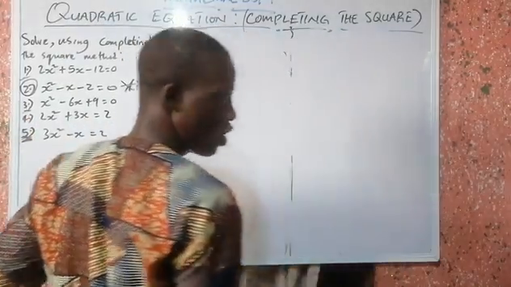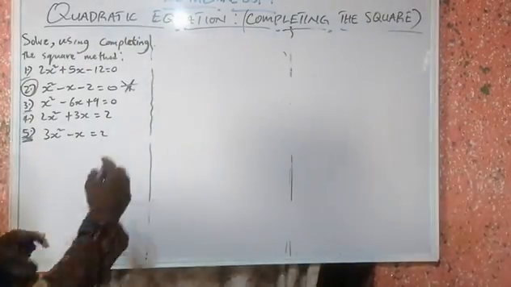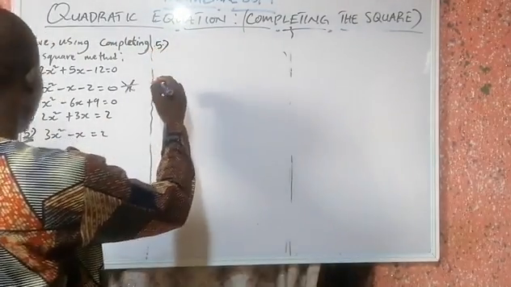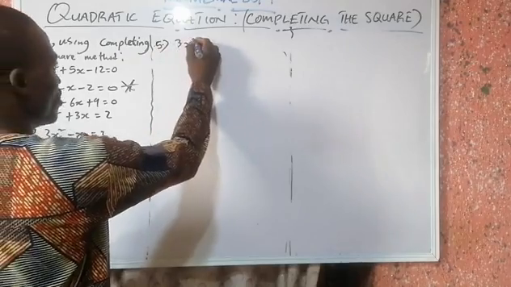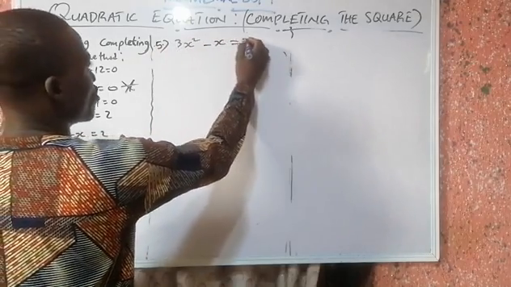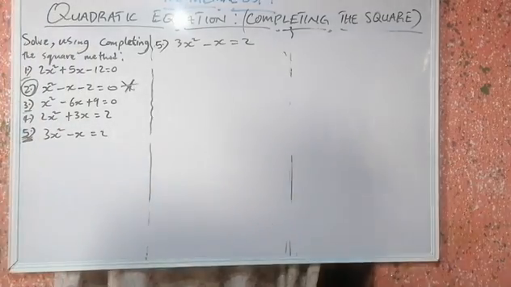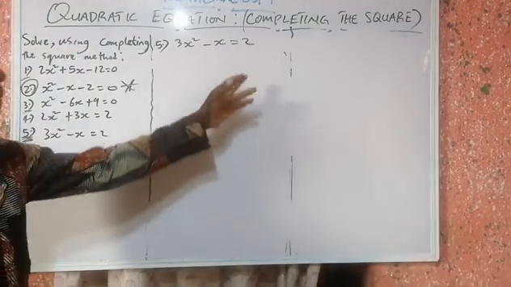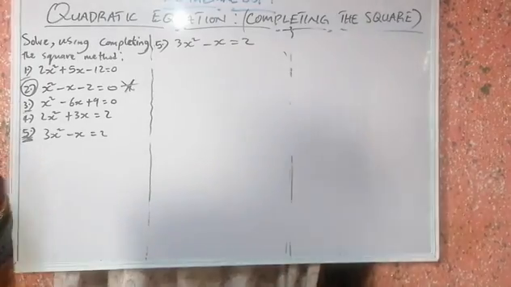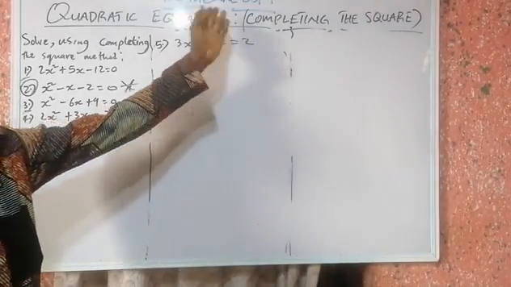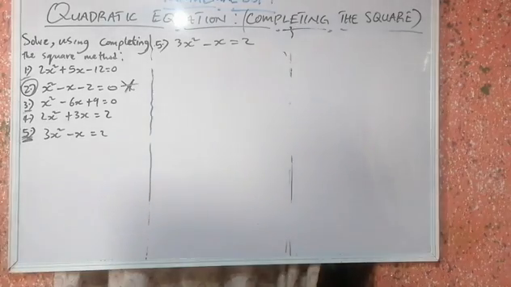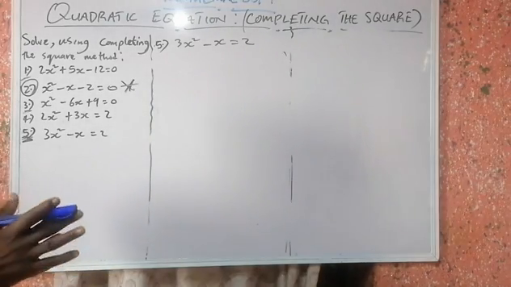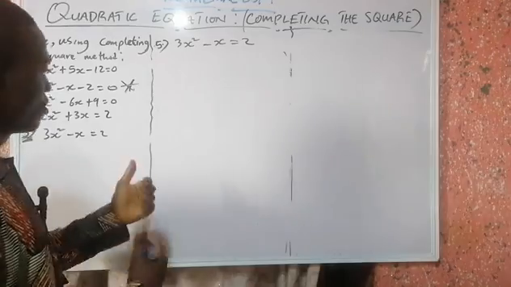Right. I hope you are with me. Now, question number 5. I have 3x squared minus x equals 2. Since I'm using the completing the square method, my constant is already on this side, so I don't need to send it here. But if you want to do it, write it first in the form of a quadratic equation, no problem.